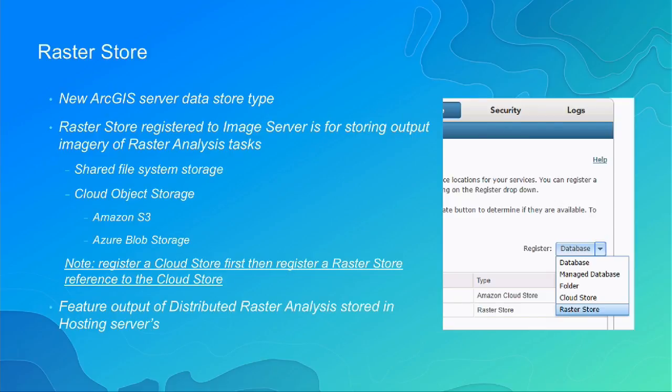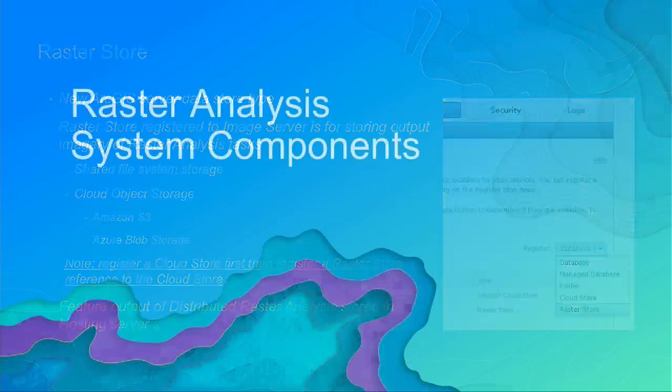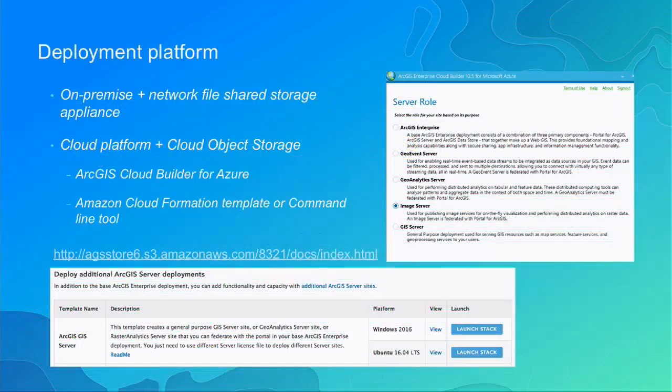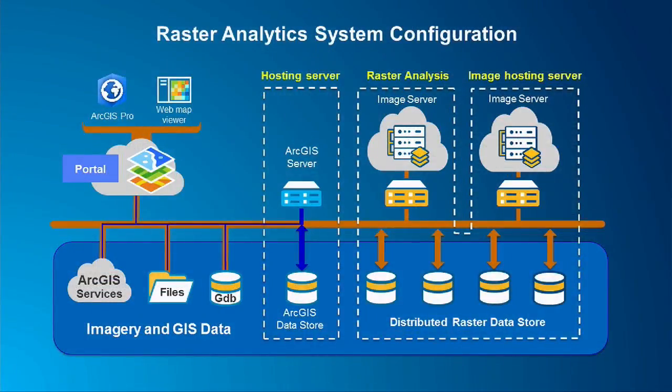We're talking about imagery output in raster analytics, which will be going into the Raster Store. But raster analysis can also output feature data. All the feature data that is generated by the distributed raster analysis service will be stored in the hosting server's ArcGIS relational database. That's why in the previous diagram, you actually need to have a hosting server with the ArcGIS Data Store installed.